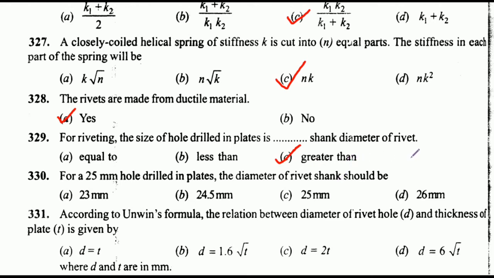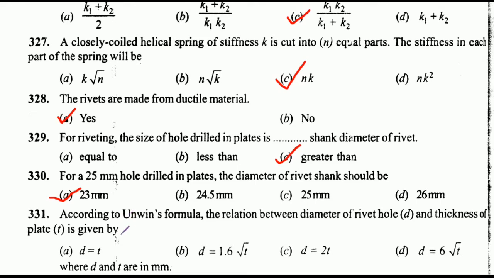Okay. Next is for a 25 mm hole drilled in plates, the diameter of rivet shank should be. Here these are the options, and the correct answer is option A, that is 23 mm.